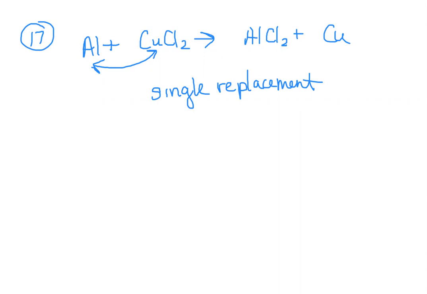So now you have to balance. 1 aluminum, 2 chloride, 2 chloride, 1 copper. It's all balanced, and our coefficients are 1, 1, 1, 1. Okay, let's look at number 19. Number 19 is Fe plus S8.